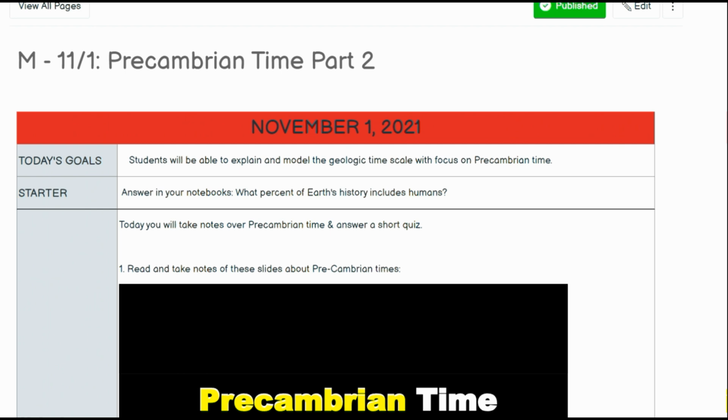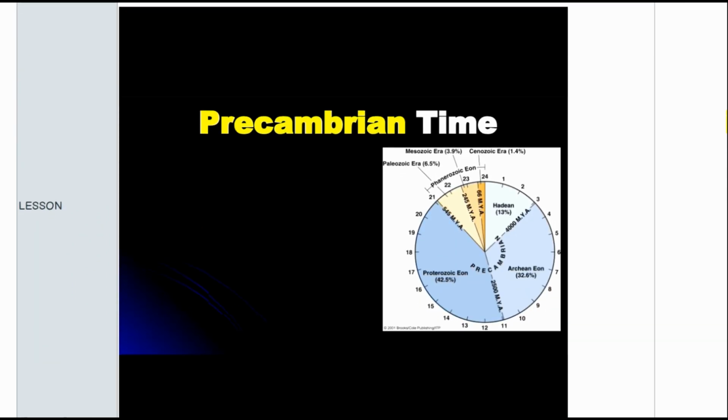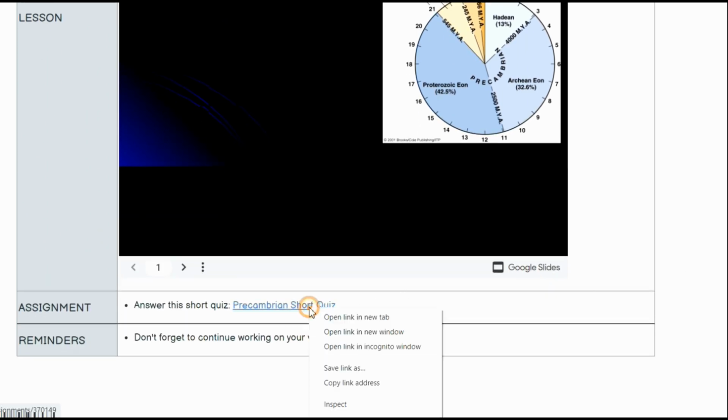Today we're going to go through our Precambrian Time Part 2. We're going to take a look at the Precambrian Time a little bit closer, and we're going to go through some notes, and you're going to have one of our not quizzes as your assignment. So let's take a look at that first. We've got the Precambrian short quiz here.